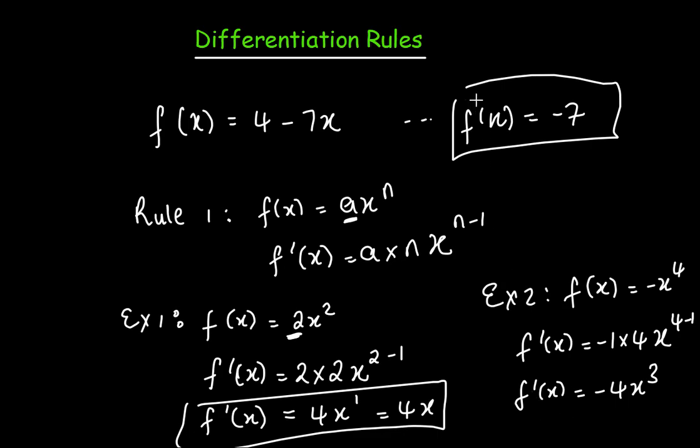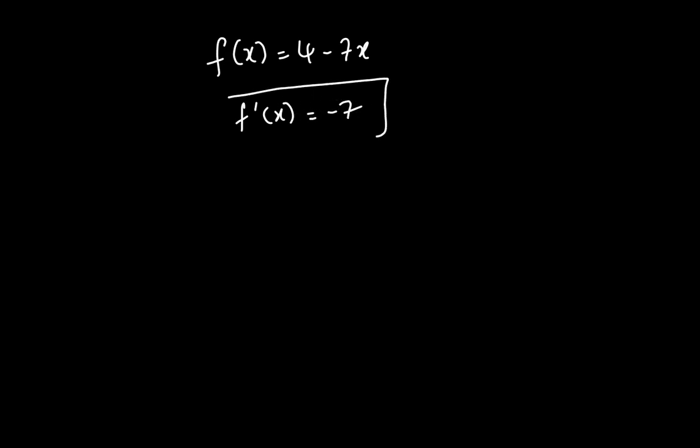Can we apply the same rule and get this answer here? Well, it turns out that we can. Remember we had f at x is equal to 4 minus 7x, and we got the answer that the derivative was equal to -7. How can we get it using rule number 1? Well, in fact, before I can do this one, let me introduce rule number 2.